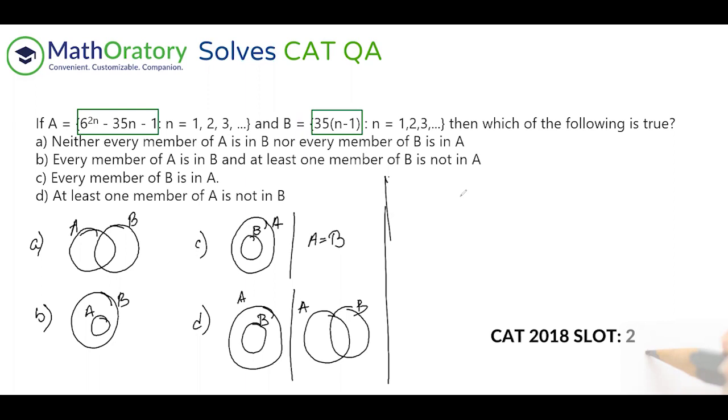Okay, A says 6 to the power 2n. I can write it as 36 to the power n minus 35n minus 1. Now, what if I divide this entire thing by 35? I'm checking the remainder. This part will leave a remainder of 1 to the power n. I hope you know basic remainder ideas. This will be divisible by 35, so no.